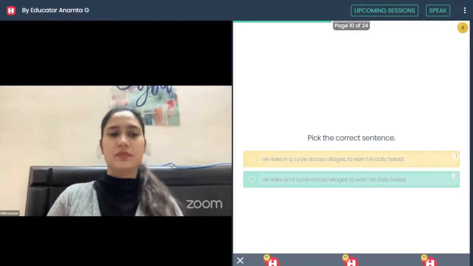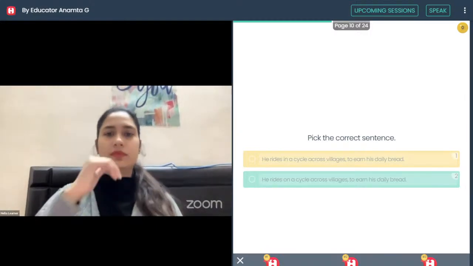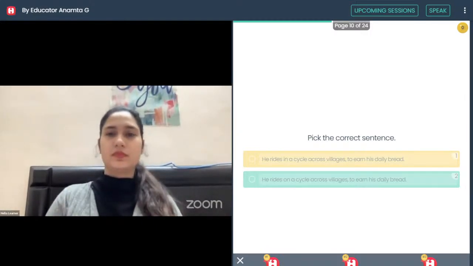I identified with no specific reason. I just identified in ride. I'm riding, or I'm riding on a cycle. This is the reason why I opted the last one. That's also correct. But the explanation for that exception is this one.